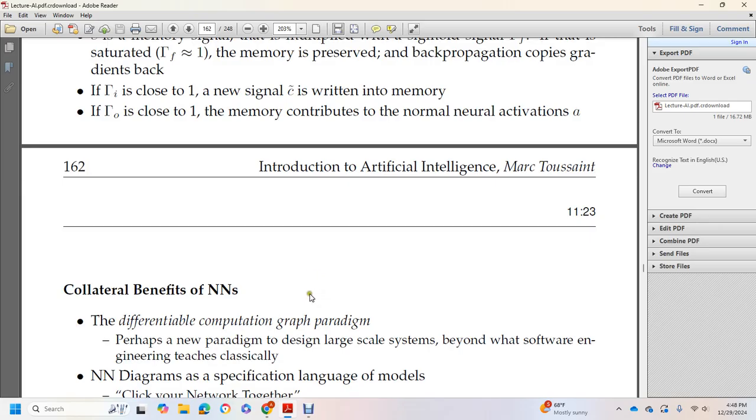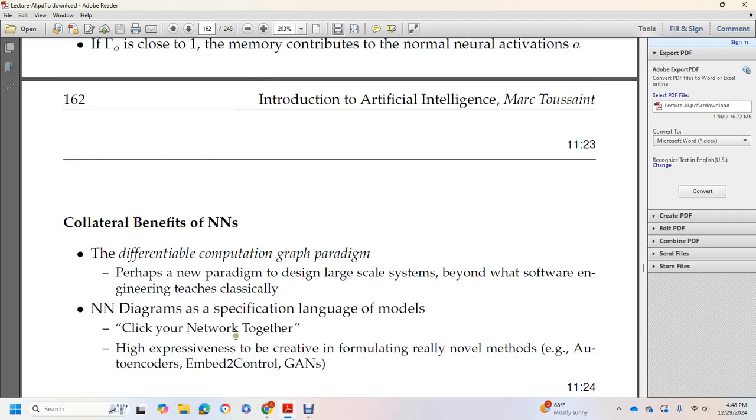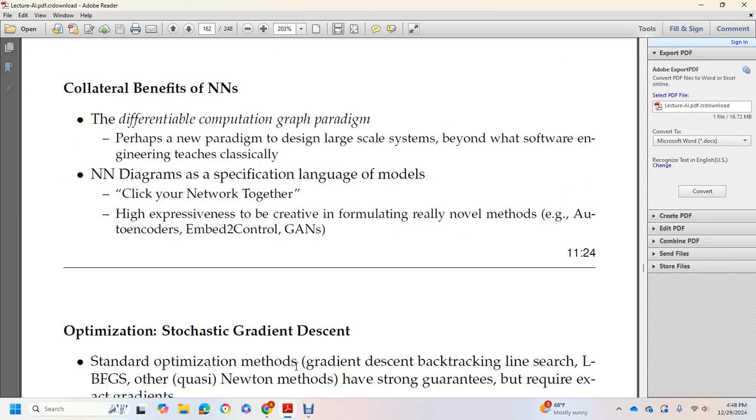The different computational graph paradigm, perhaps a new paradigm to design large-scale systems beyond what software engineering teaches classically. Neural network diagram specification languages let models click the network together, highly expressive, with the creativity of formulating novel methods, autoencoders, embeddings, to control the gains.